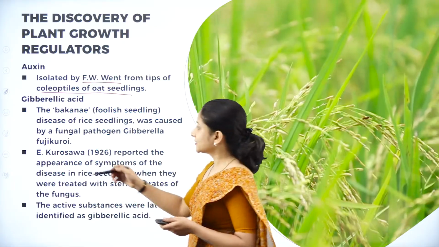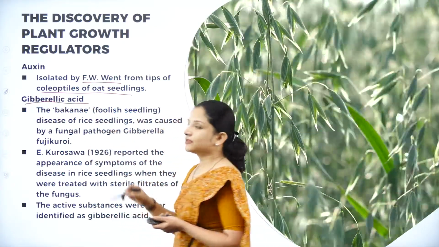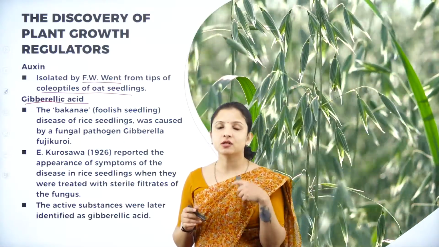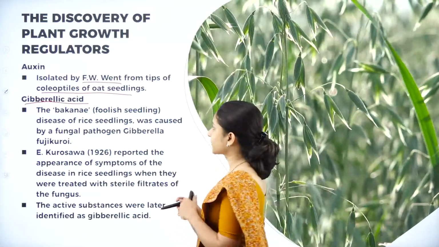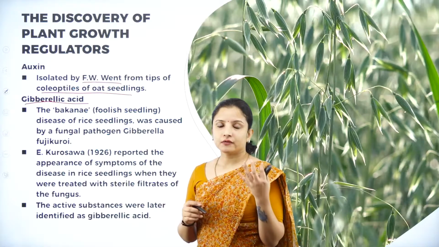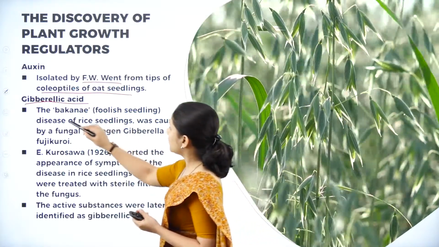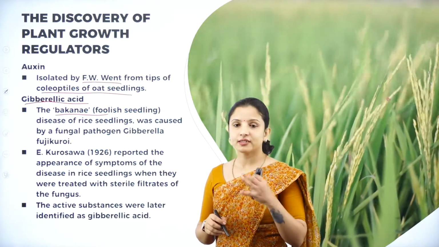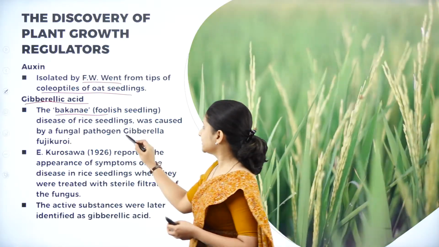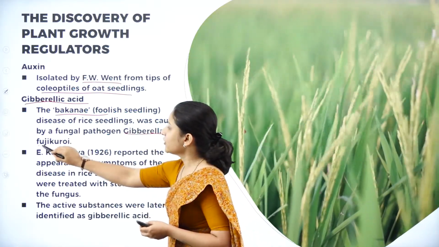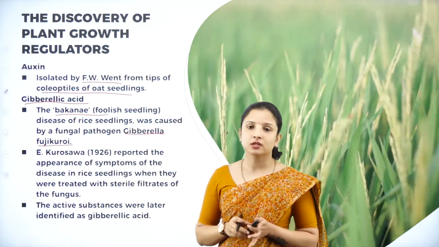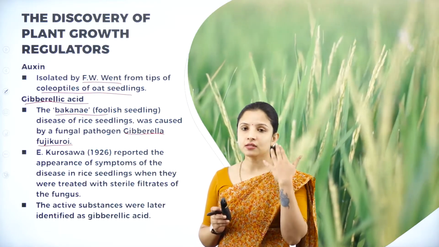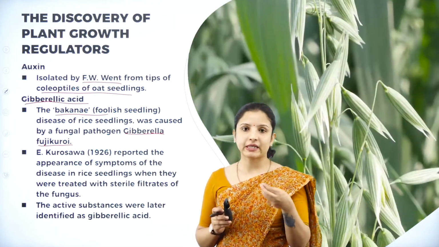So next is the discovery of gibberellic acid, which is also one of the important plant growth regulators that helps in increasing the growth of the plant. We all know about a disease called the Bakanae disease of rice seedlings, and the causative organism of that disease is the pathogen Gibberella fujikuroi, which is a fungus. The fungus Gibberella fujikuroi infects the rice seedling and causes the Bakanae disease.